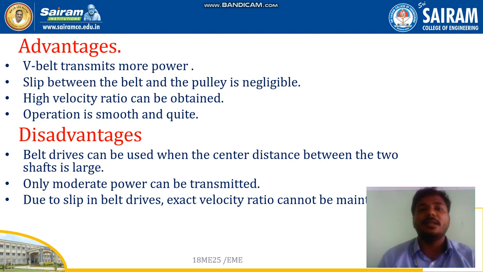When the belt is rotating on the shafts, automatically there is a chance of slip. Slip is nothing but the belt coming off the shaft. So we need to watch carefully whenever slip takes place between the belt and pulley. And a high velocity ratio can be easily obtained in belt drives, and the operation is very smooth and quiet.